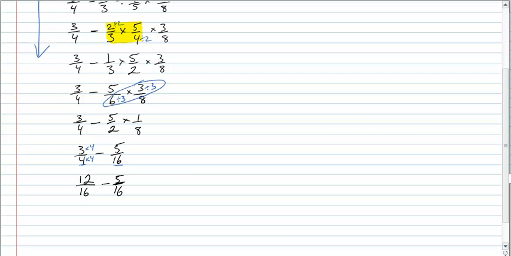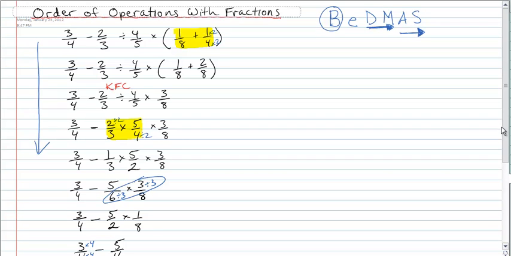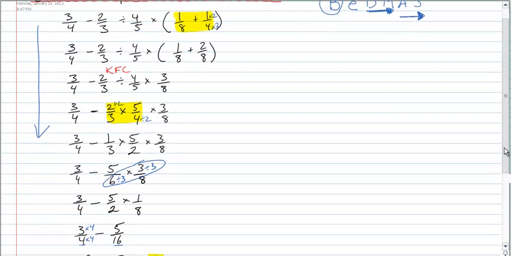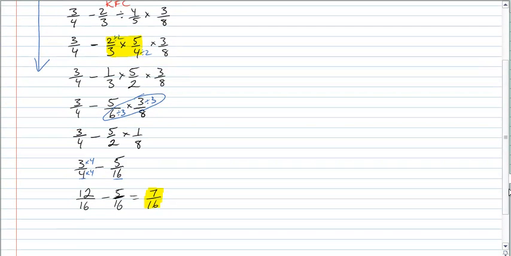Finally, I'm at my last step. And I can go 12 minus 5 is 7 sixteenths. And that is your answer. So it is a long process, but if you just make sure you space things out evenly and work down, then you'll get to the right answer. All right? So that's the type of work you're going to be doing today.